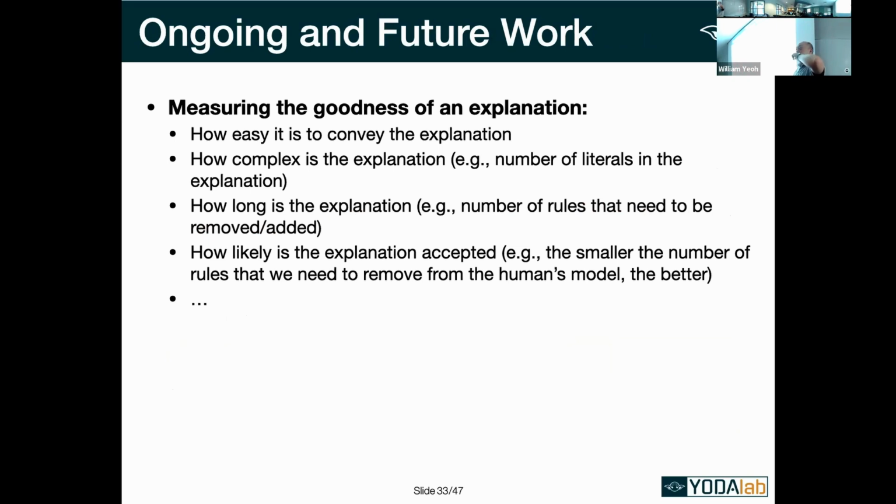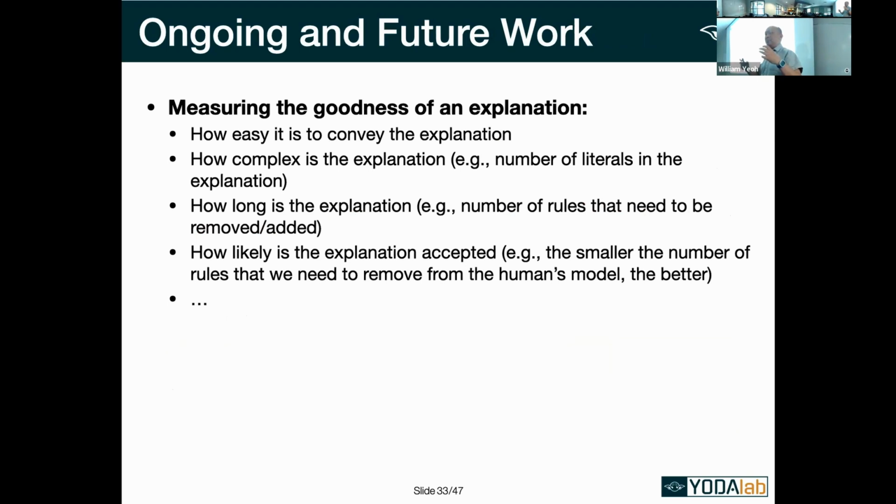Yes? Wait, sorry. So in the previous slide, you said this is a way to find an explanation. Is that like the only type of explanation that is there? No. So over there, we are optimizing for the minimal size, right?